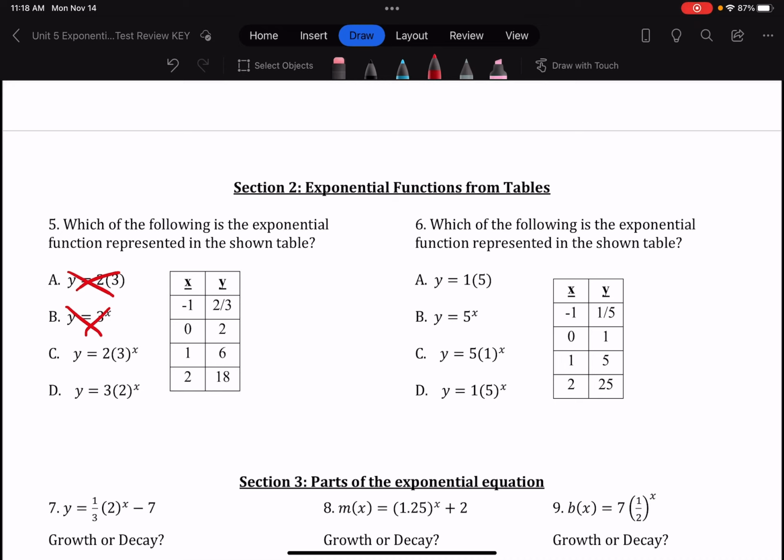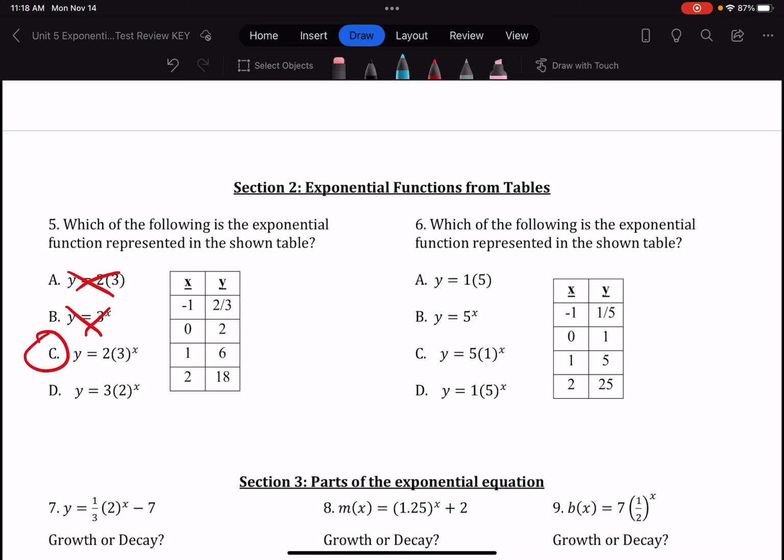So I've got 2 times 3, and that's going to be raised to the x power. When x is -1, y is 2/3. When x is 0, y is 2. When x is 1, y is 6. And when x is 2, y is 18. So this would be my correct function.